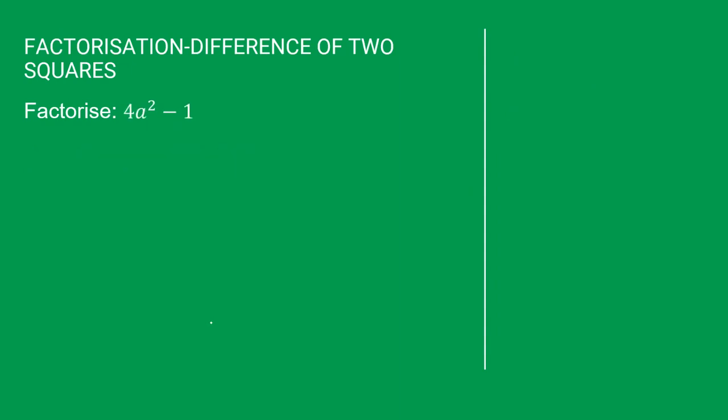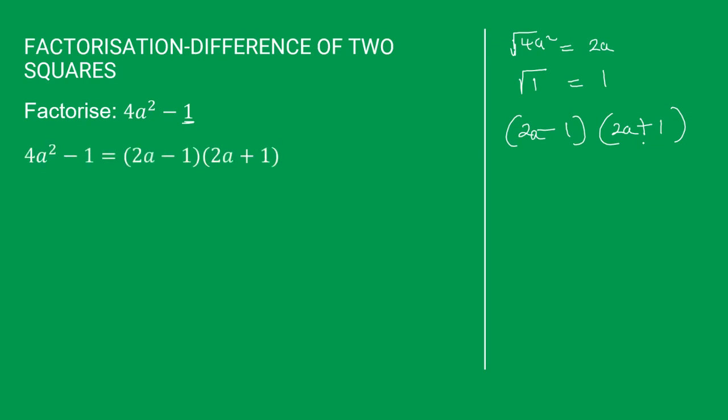Okay, the next one. Remember, 1 is a perfect square. So square root of 4a squared is equal to 2a. Then square root of 1 is equal to 1. So you have your two brackets, minus, plus. Then 2a minus 1, 2a plus 1. Done. See that? It's very easy to factorize using the difference of two squares. Let's look at another example.